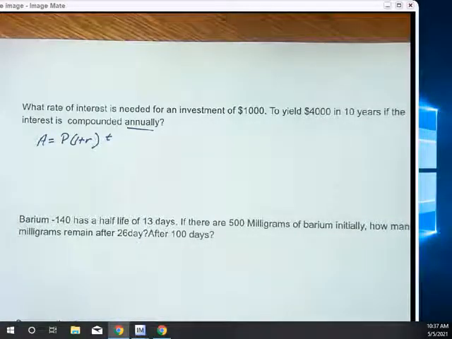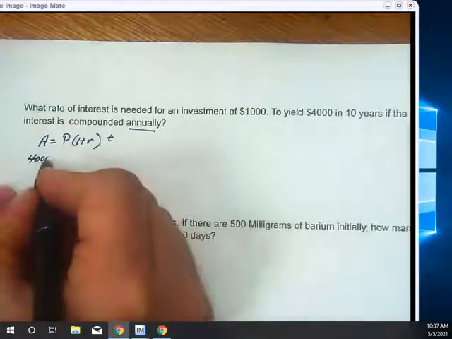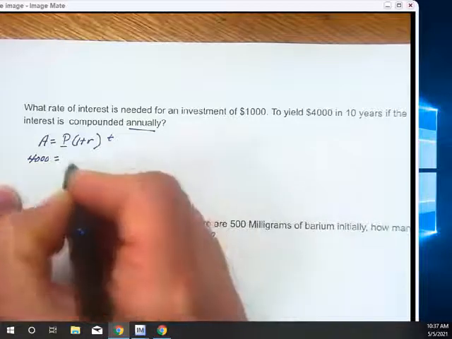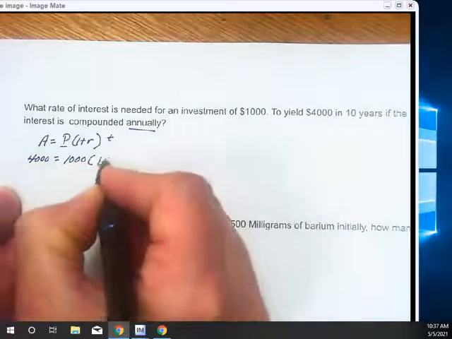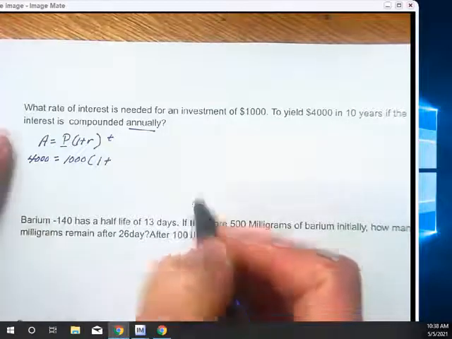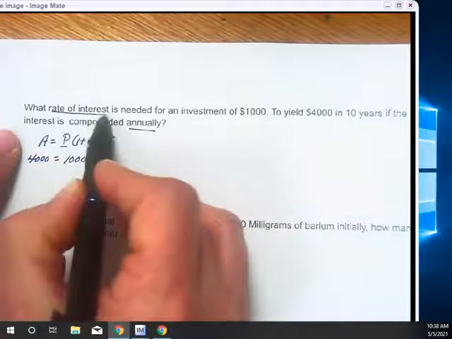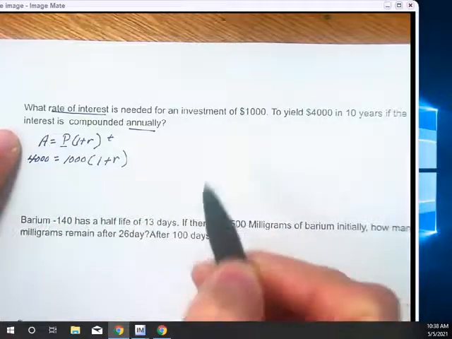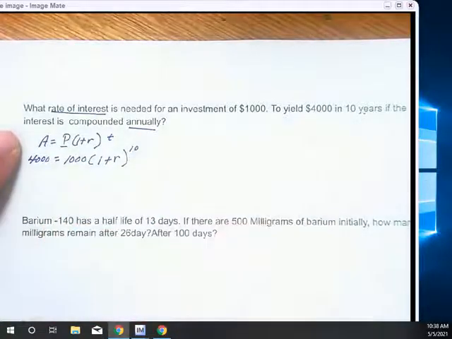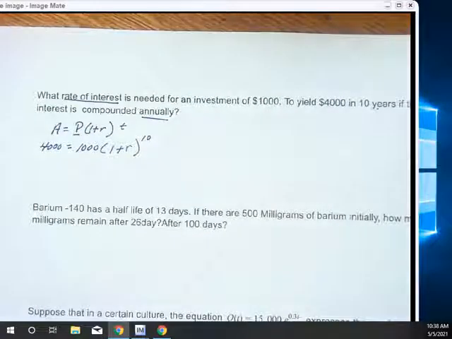What is A? A is accumulated money. If it's going to yield 4,000, 4,000 is the accumulated amount of money, correct? 4,000 is equal to principal, that's our initial starting amount, which is 1,000. And we need to know if it's compounded, what interest, well, that's the R we're solving for, 10 years. In this problem, how are you going to solve for R? Get R on a side by itself. What do you do?